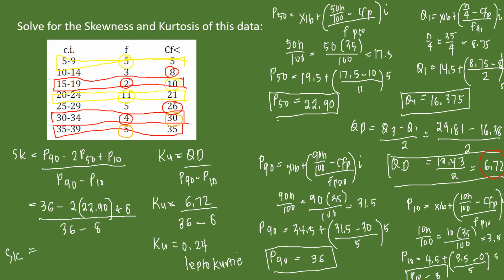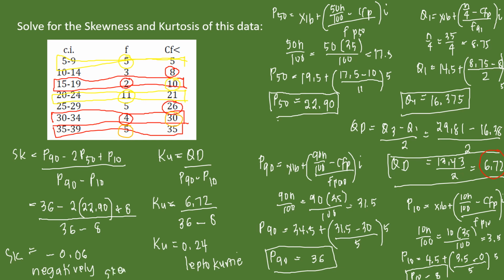So simplifying, we will have 36 minus 2 times 22.90 plus 8 divided by 36 minus 8. And it will give us an answer of negative 0.06. And since it's a negative number, then we know that the distribution is negatively skewed.